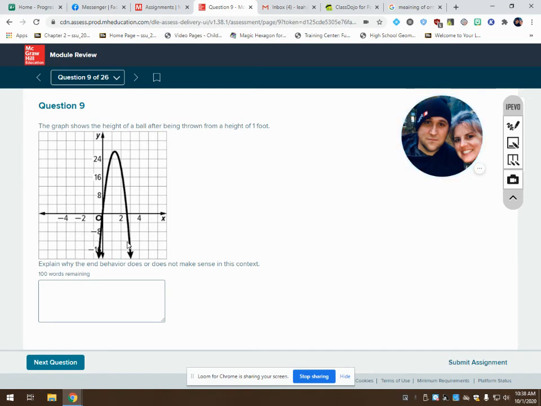So we want to say, I'm trying to think of the best way to say this, the negative values just don't make sense. The end behaviors do not make sense because it's not going to make sense to consider the ball's height at a negative time or to say that the ball went negative feet.